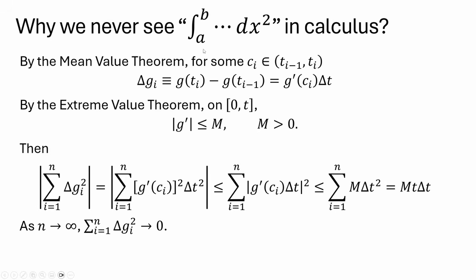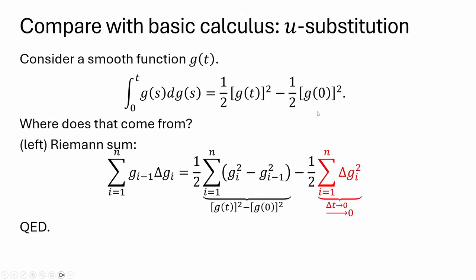And this is why we never see an expression of the form the integral of blah blah blah dx squared in calculus. The second order contributions of dx squared simply vanish. And that's why in applied sciences and engineering, when you see a second order infinitesimal, you neglect it. Because in the integral, its contribution does not matter. And this is a rigorous math proof. And this concludes the proof of the formula.